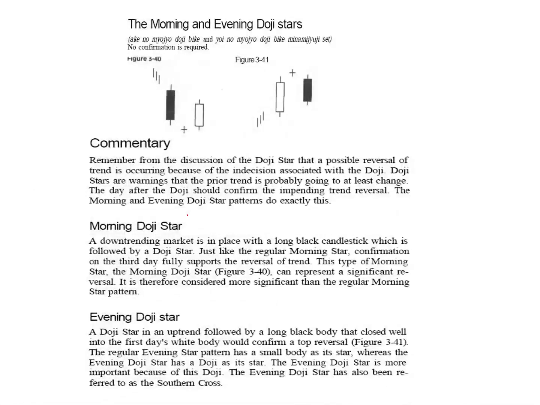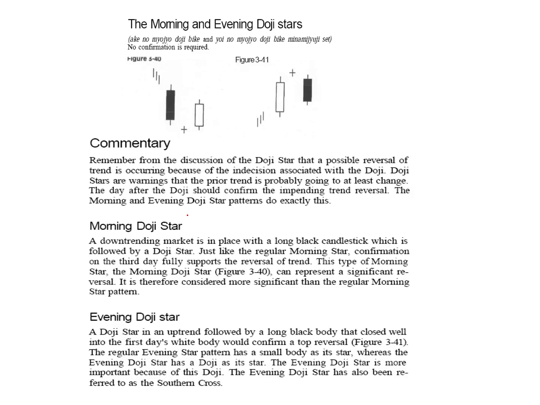Morning and evening doji star. So here it is nothing but a doji coming instead of a spinning top. And if a doji comes at this point, then it is an even stronger indication that the trend is about to change, because a doji is a candle which shows complete indecision between buyers and sellers.